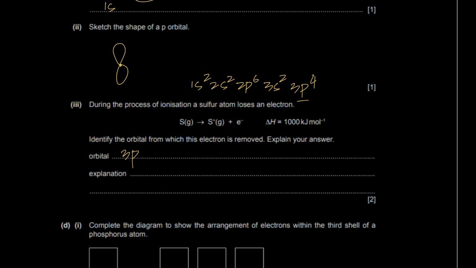It's the 3p orbital. And what's the explanation for it? Because the 3p orbital is the orbital which has the highest energy. So electrons are lost from the highest energy orbitals first.